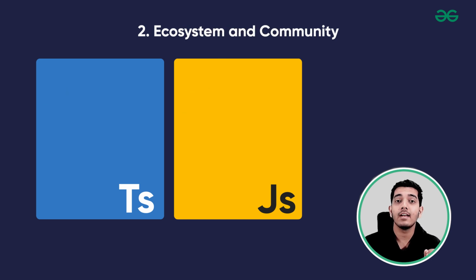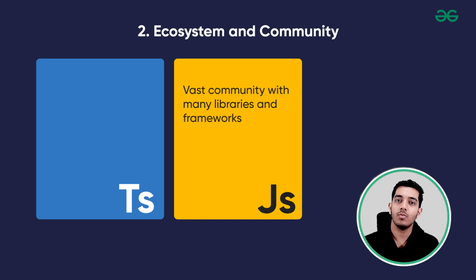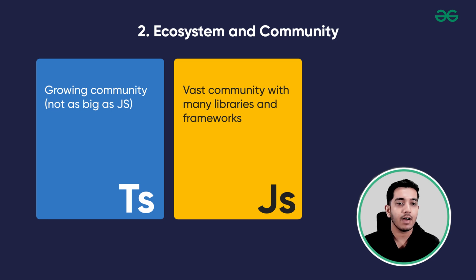Number 2, ecosystem and community. JavaScript has been the language of web development for many years and has a vast ecosystem with numerous libraries and frameworks. This popularity ensures a large and active community, making it easier to find solutions to problems and resources for learning. TypeScript, on the other hand, has been gaining popularity steadily, and many JavaScript libraries and frameworks now include TypeScript typings. The TypeScript community is also growing and it has become a popular choice for larger projects, but obviously JavaScript has a bigger community.